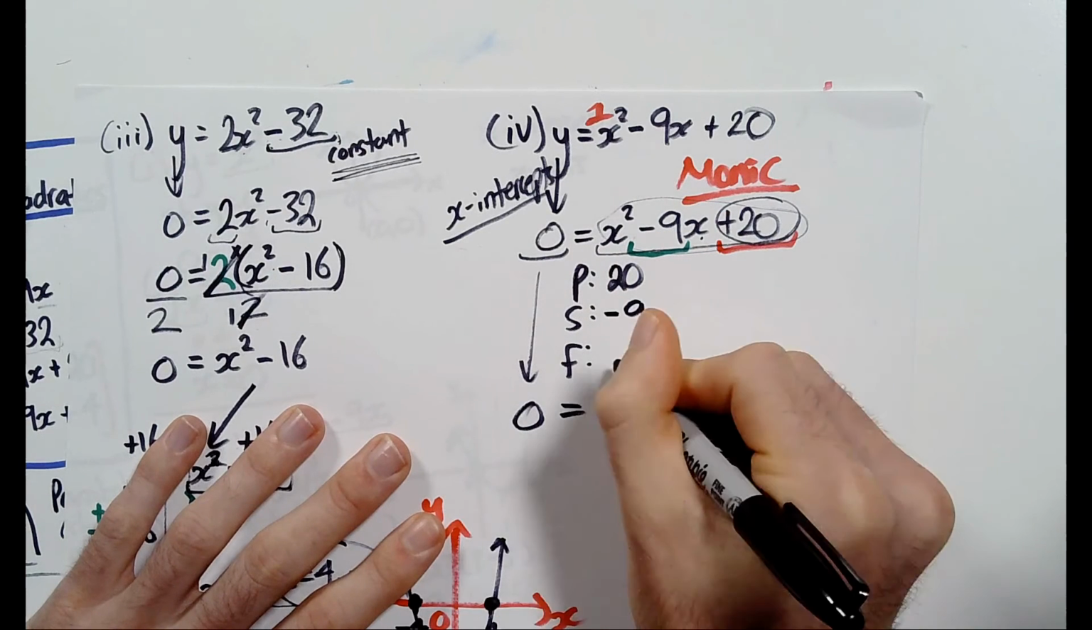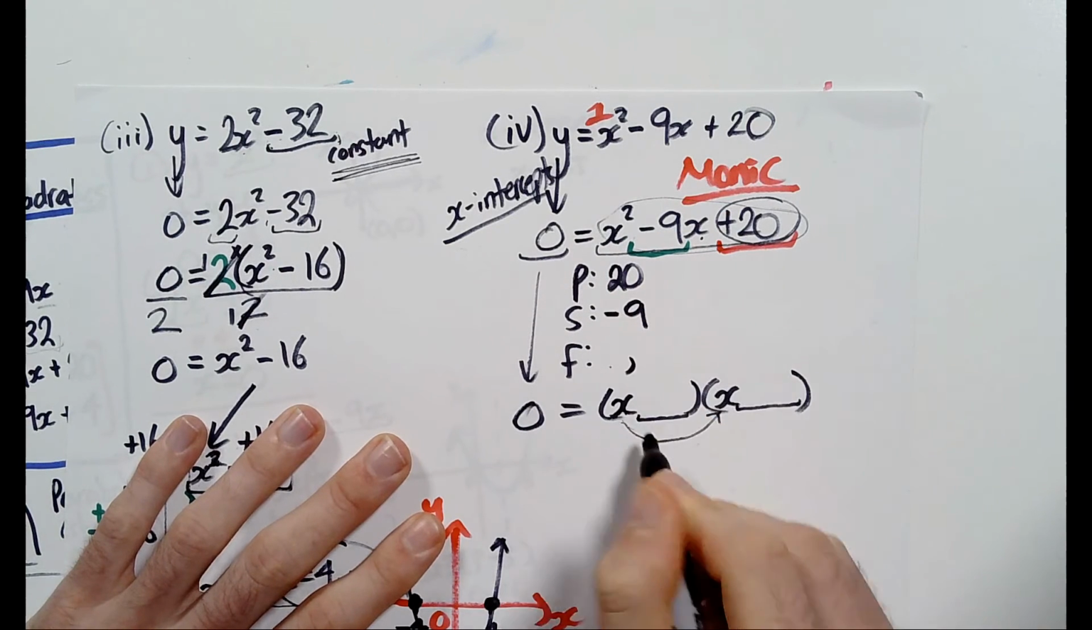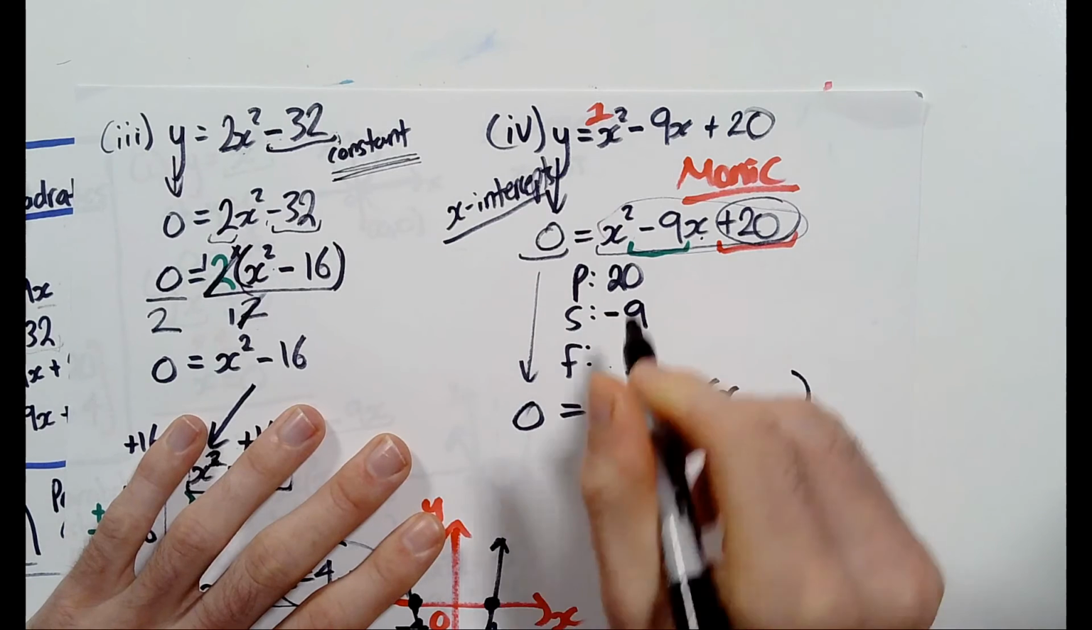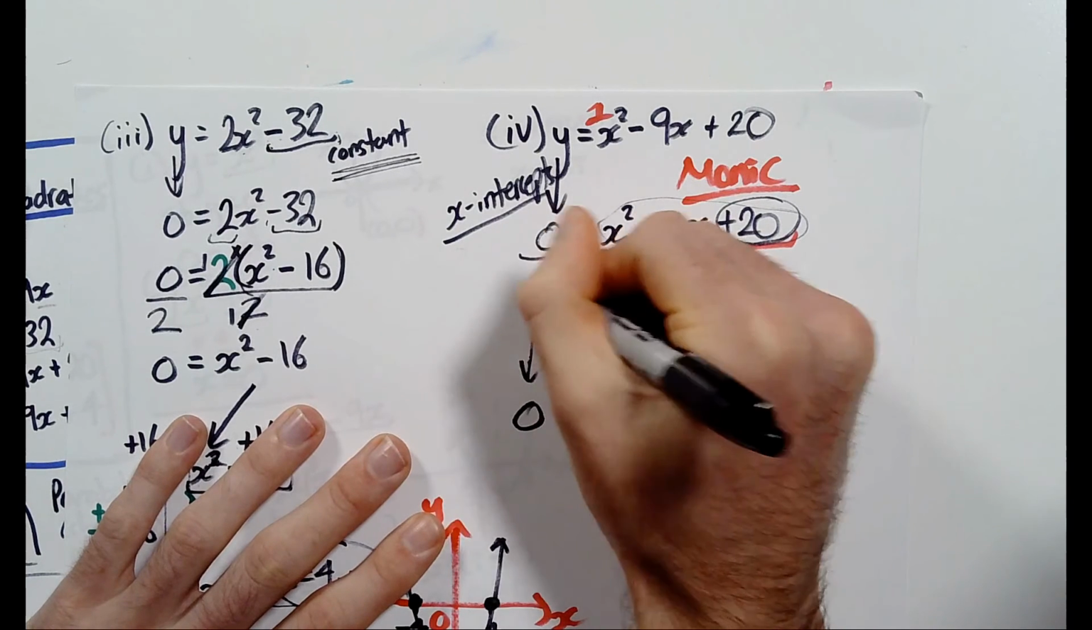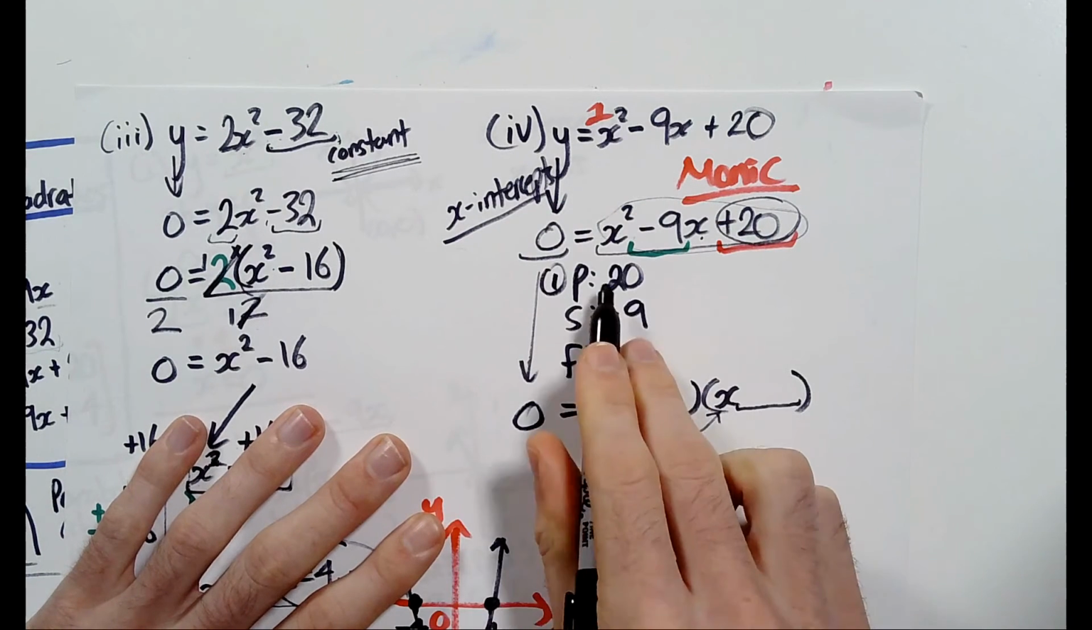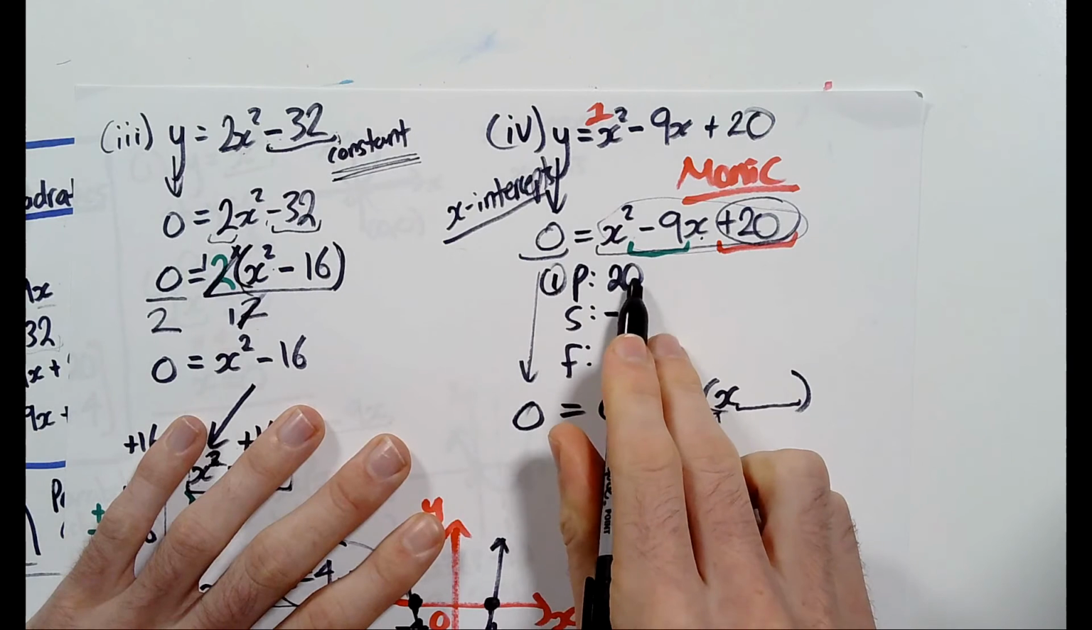And now what we do to find the two numbers that are going to go into these brackets, we ask ourselves firstly, so don't do this out of order, firstly, what two numbers multiply together to give 20?